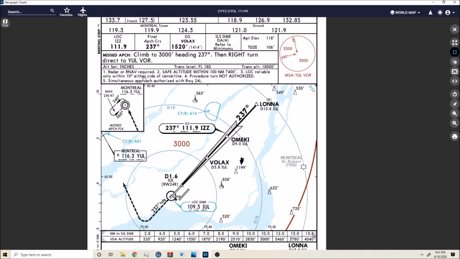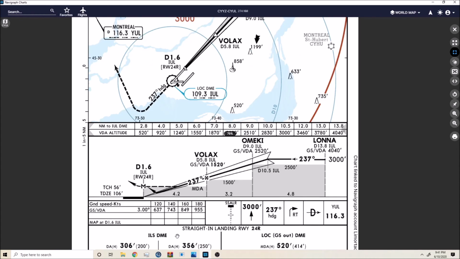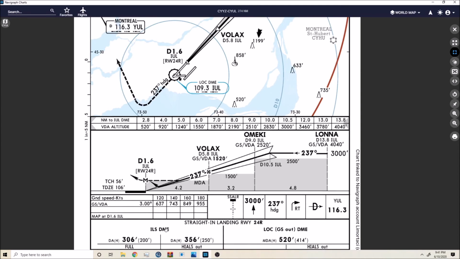Okay, and then safe altitude, which we covered in the STAR, was 7,400 feet. And localizer is reliable only within 10 degrees either side of center line. Procedure turns not required, and we can expect simultaneous approaches with runway 24 left, so parallel approaches. Coming down here, as we stated earlier, our minimums are 306 feet. I like to say the minimums twice, and I like to say the glide path check twice, because you really want those in your head when you're coming down on the approach. You don't want to be looking down at these numbers, obviously.